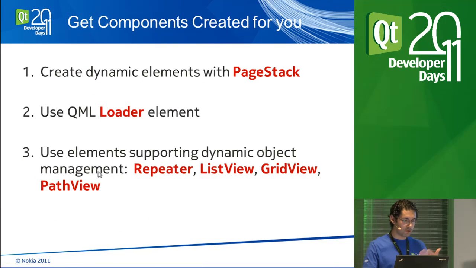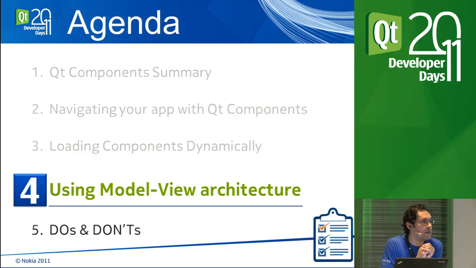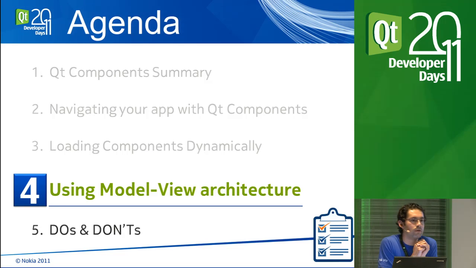And you can also try to experiment with some of the other ones that actually support dynamic memory allocation. Let's move on with using the Model-View architecture. Who of you is familiar with the Model-View architecture in Qt? Almost everybody. So I'm not going into details because it would take some time. This could be a completely separate session, but you know how it works.